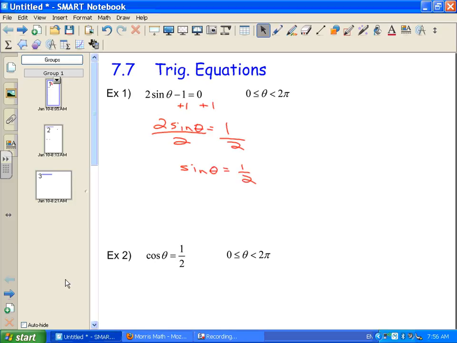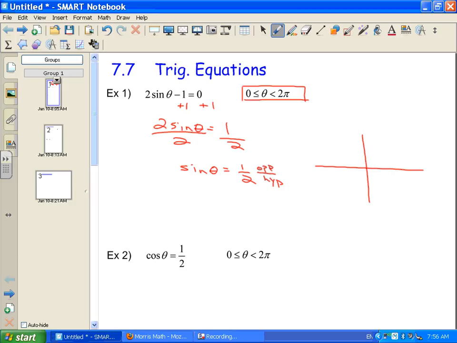Now, remember, I'm only interested in what's happening in between 0 and 2 pi, because sine goes on forever and ever and just keeps repeating. So I'm only interested in the values for theta that are in between 0 and 2 pi. Now where will sine be 1/2? What kind of triangle is that going to be? It's going to be a 30, 60, 90, where the opposite is the 1 and the hypotenuse is the 2.